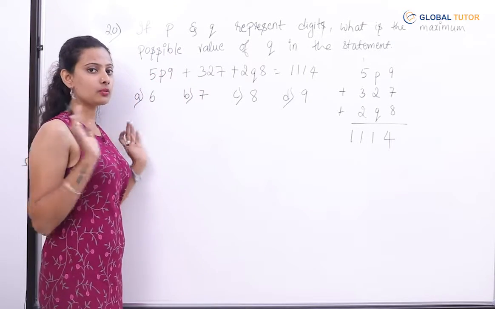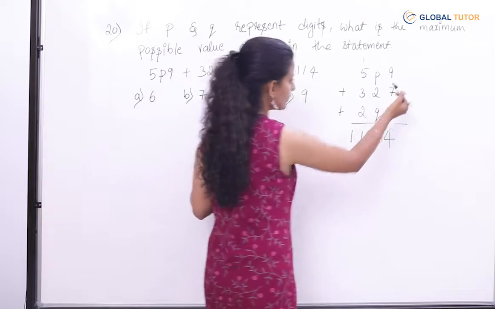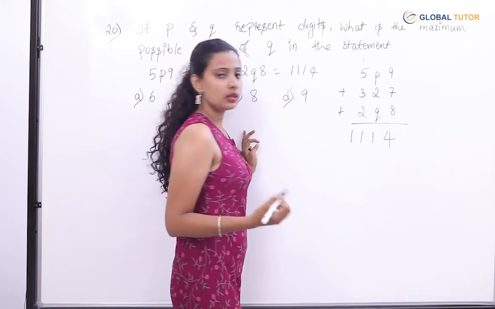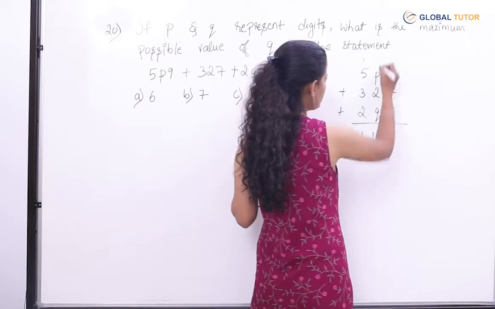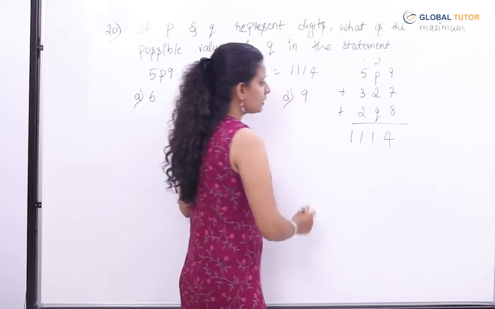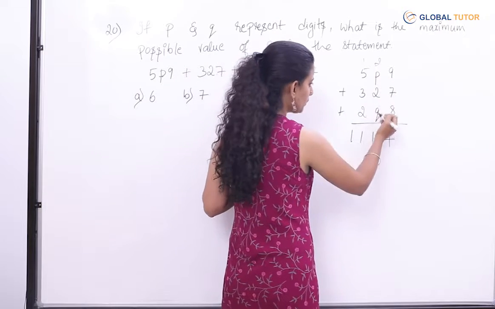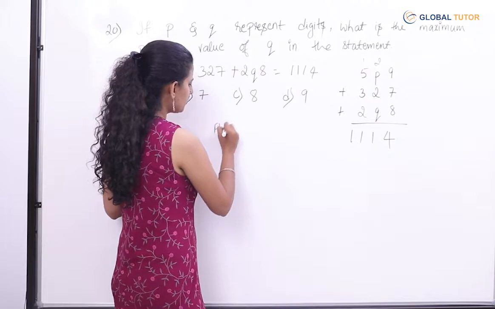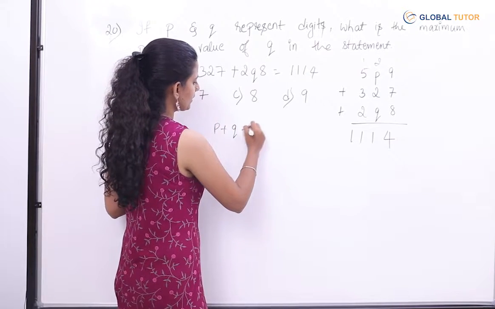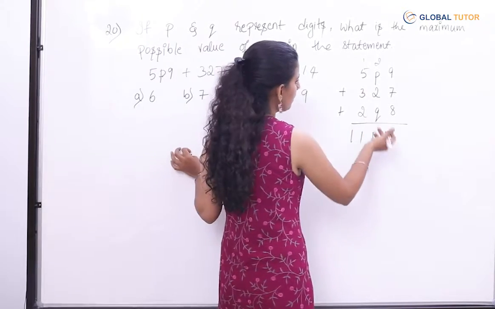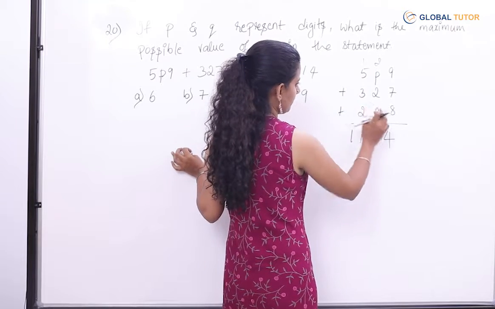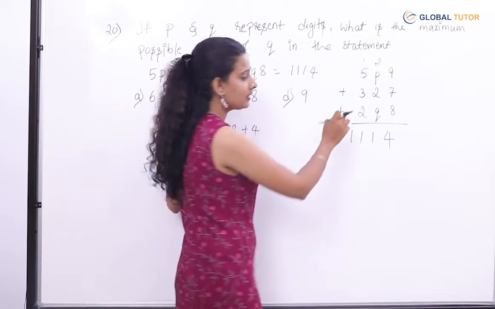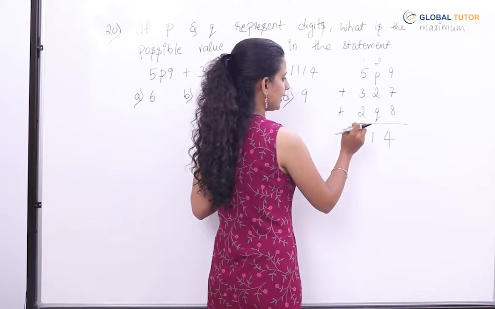So what is the simplest way to solve this? Here if you see, we have 9, 7 and 8. When you add this, you get 24. So you write 4 here and 2 gets carry forward. So here you have P, Q and then 2 plus 2, 4, right? So it will be P plus Q plus 4 and then come to the last line. Keep this on hold. 5 plus 3 is 8. 8 plus 2 is 10.